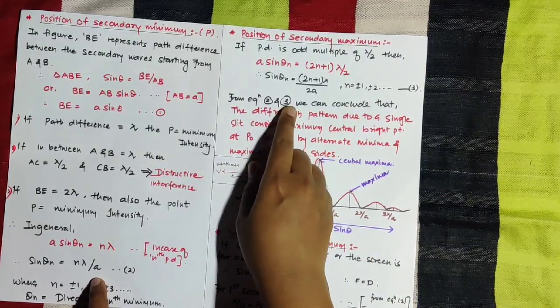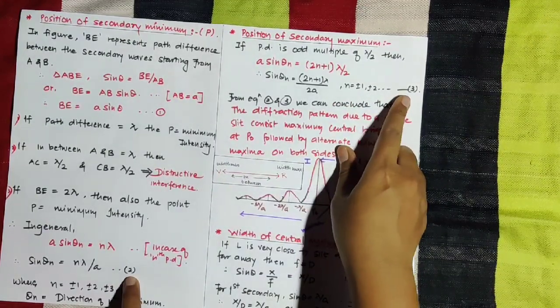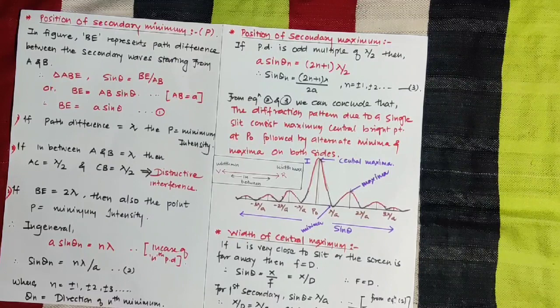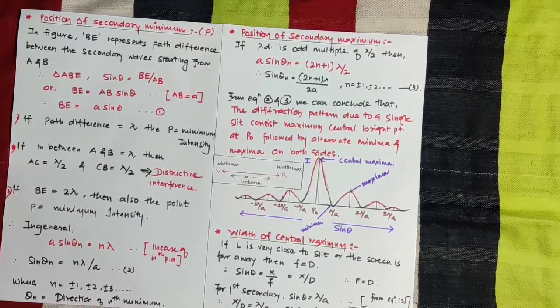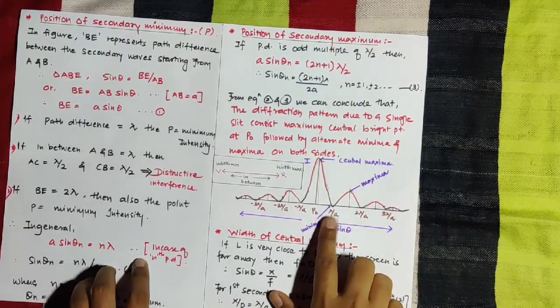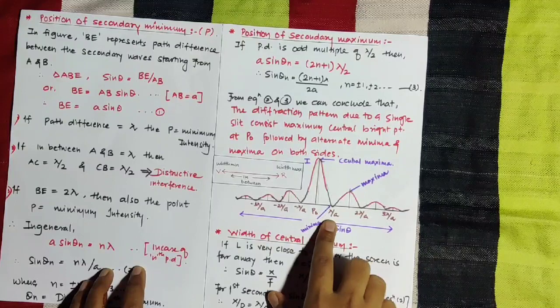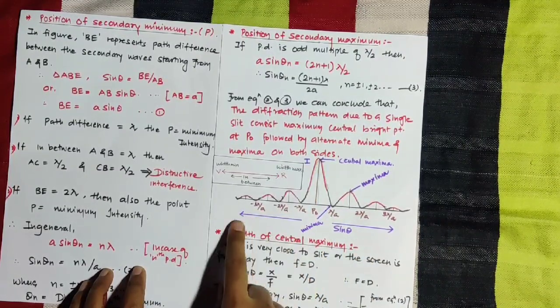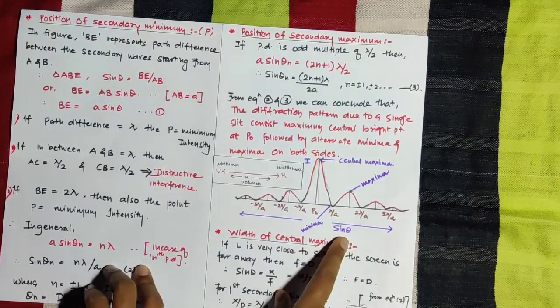So from equations 2 and 3, look at here, from these equations 2 and 3, what is the conclusion? The conclusion is that the diffraction pattern due to a single slit consists of a maximum central bright point at P0 only, but that point P0 is followed by alternate minima and maxima on both sides. Look at here, the diagrammatic representation. It shows the point P0, the intensity we are taking on the y-axis, and on the x-axis we consider sin theta.